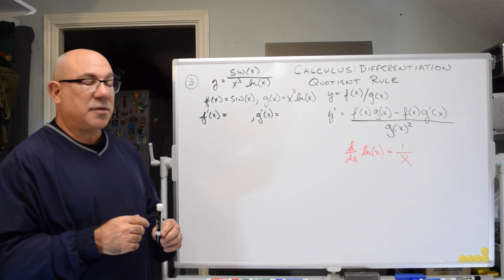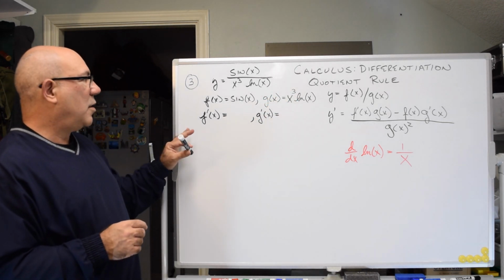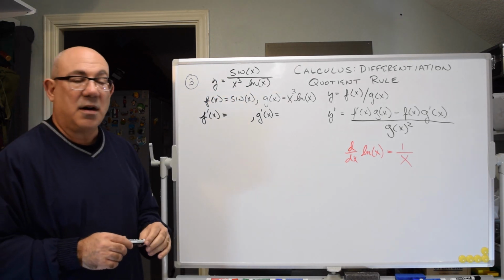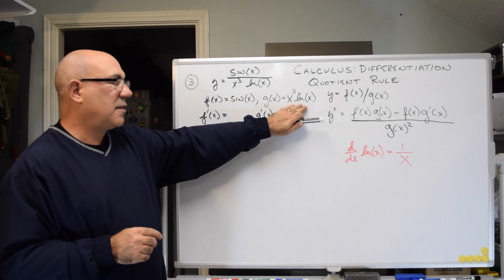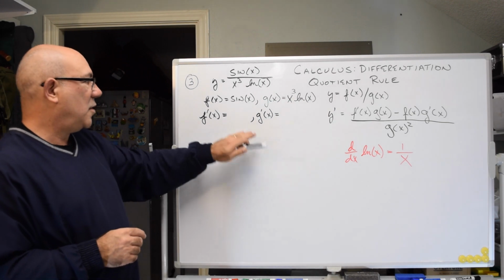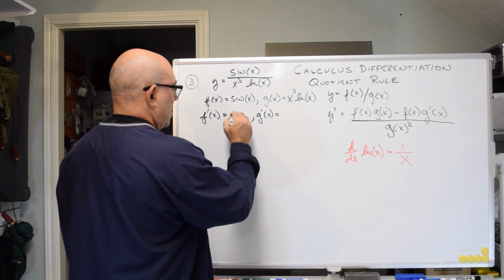Okay, for our third and most complicated problem for the quotient rule, we're going to have sine of x divided by x cubed times log of x. So in this case, f of x equals sine of x, and g of x equals the product of two things, x cubed and log of x. So getting the derivative of f of x is pretty easy. That's just cosine x.